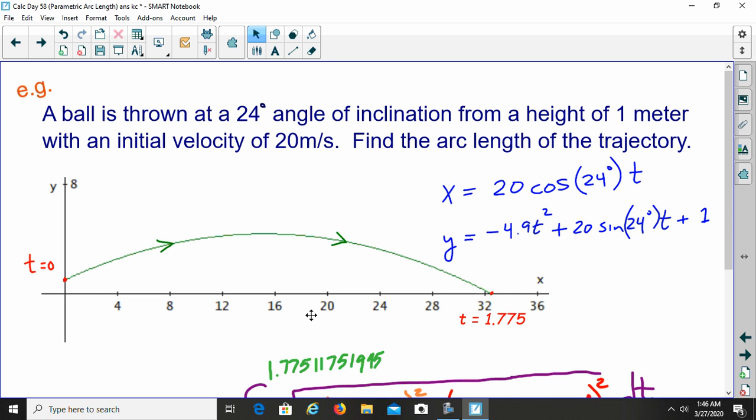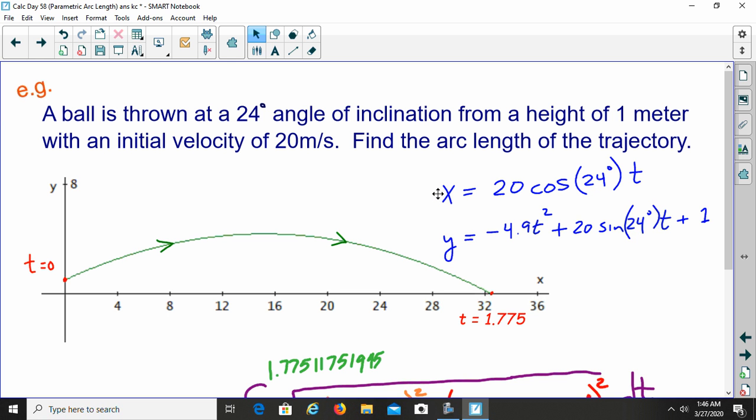So what we really want to find is, if we release the ball here and we actually measured the distance the ball travels in the air, how far is that? What's the length of the path that the ball takes? Well, the first thing we'd have to do is write our parametric equations.